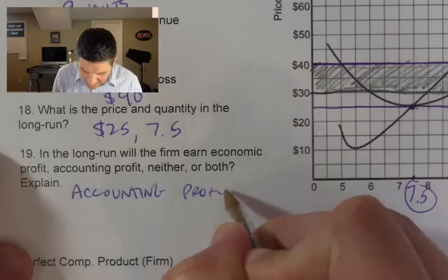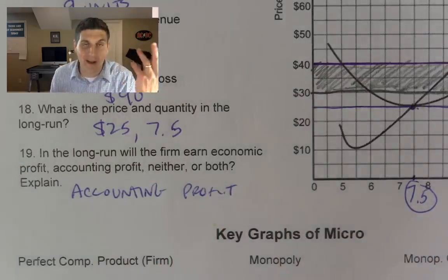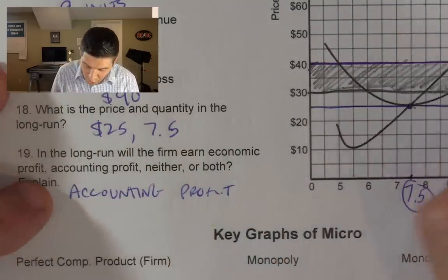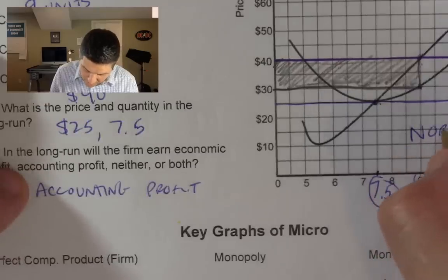Accounting profit is profit that we don't calculate because we're not accountants, we don't care. But it's the idea that this firm is breaking even. They're making no economic profit. This is called normal profit. The total revenue equals the total cost.